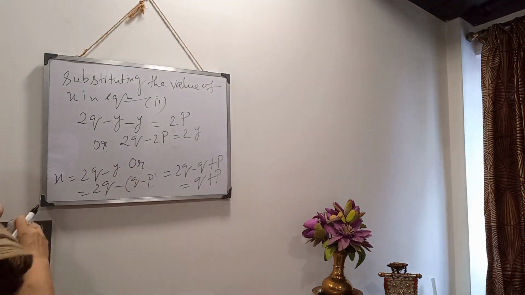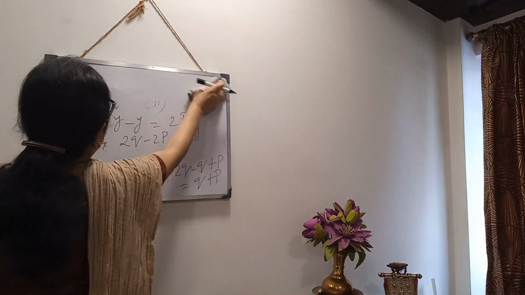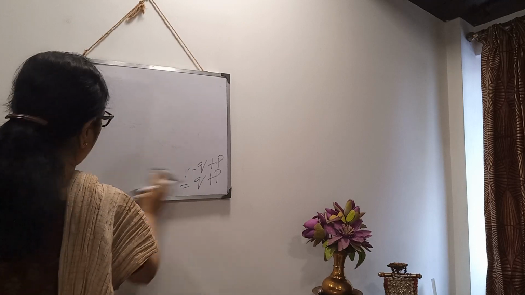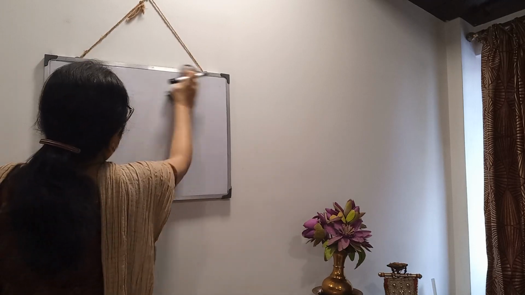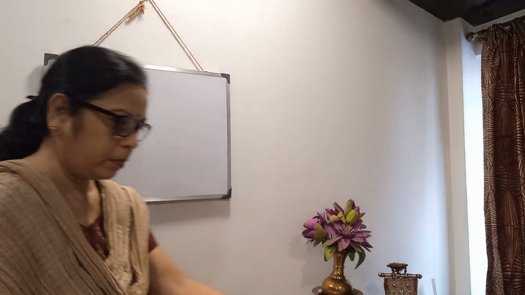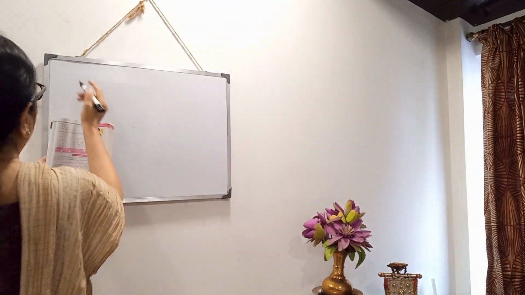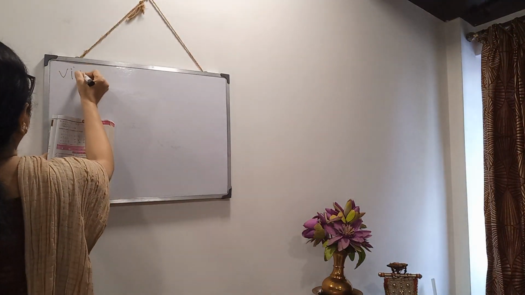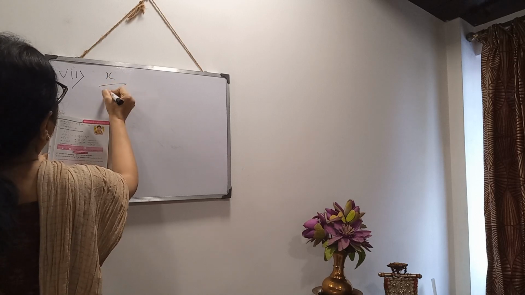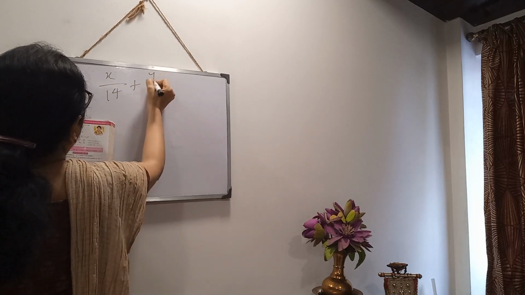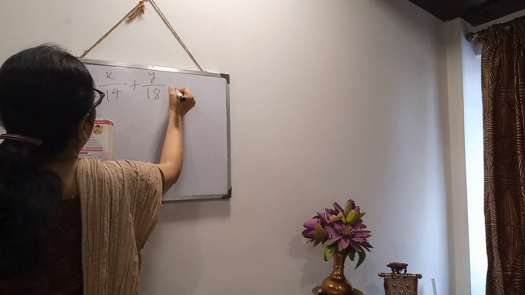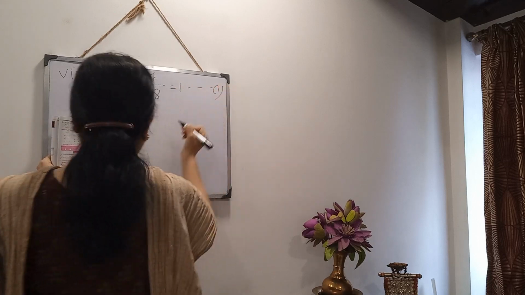Now, if the sum is this type, number 7, x by 14 plus y by 18 equals to 1. This is my equation number 1.